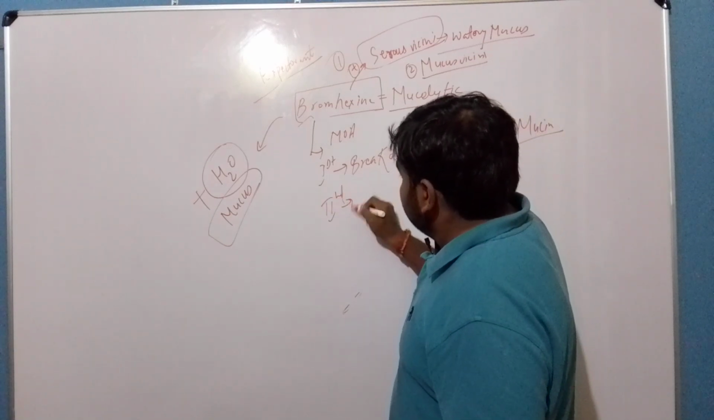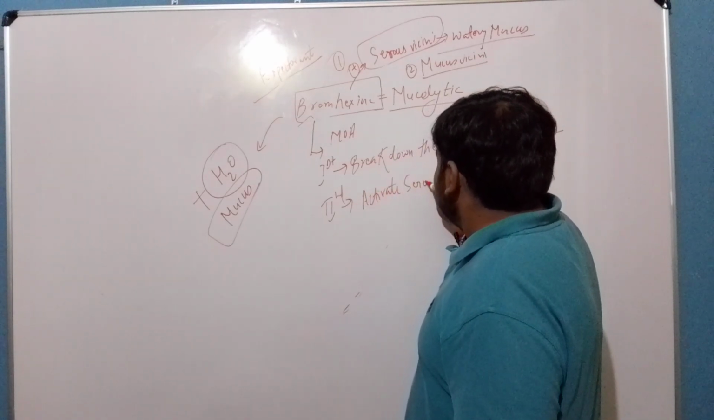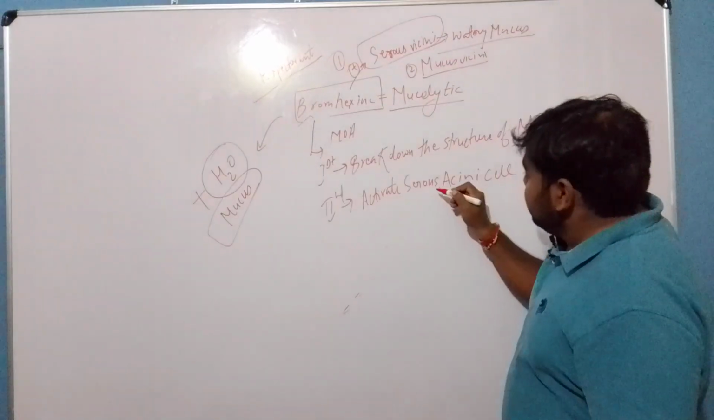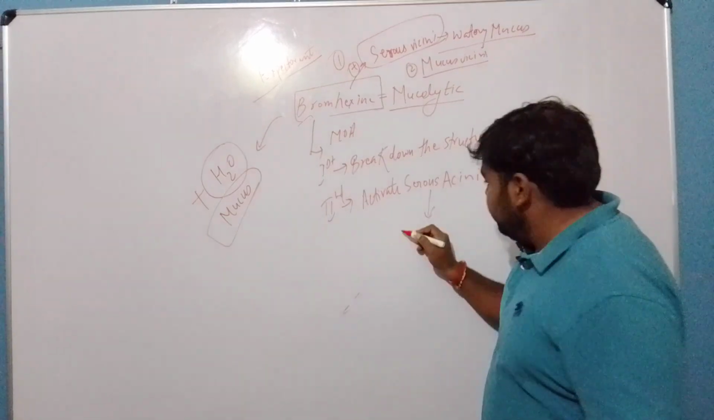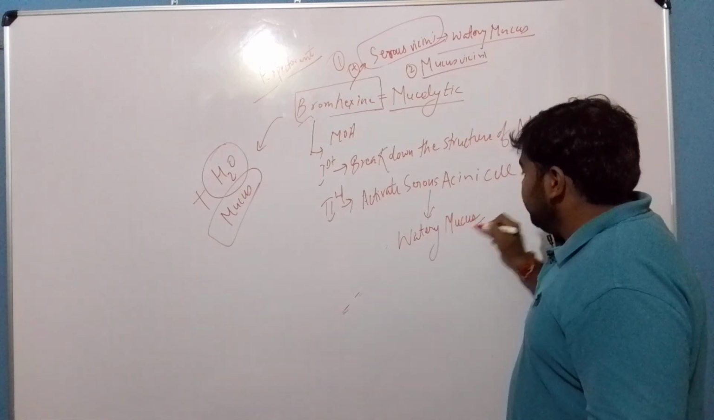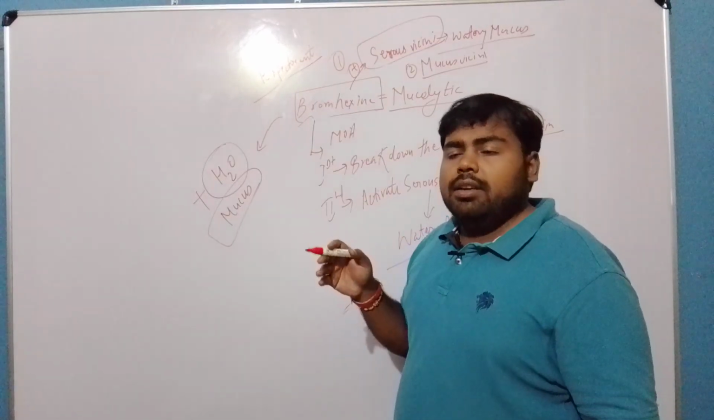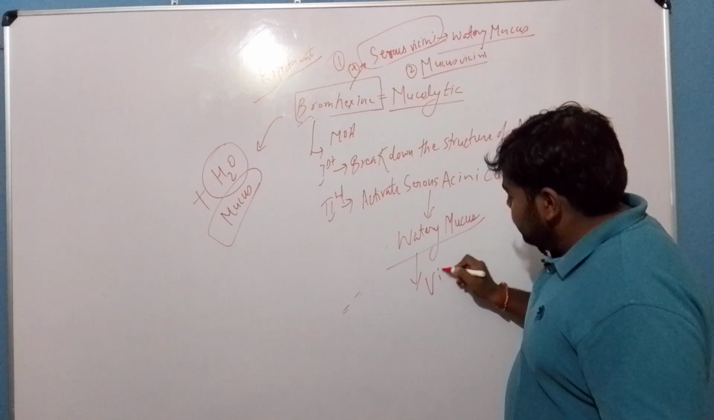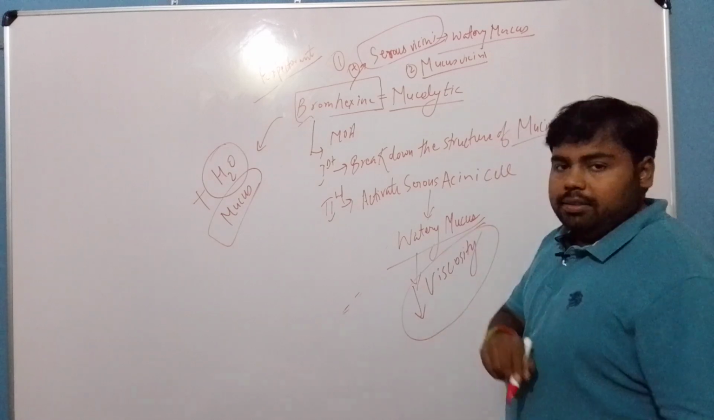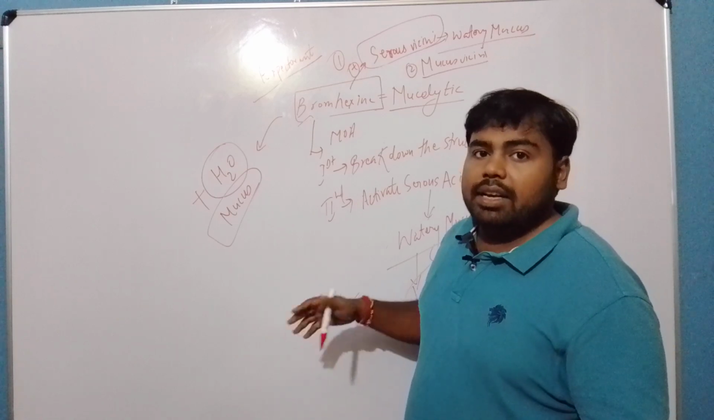Second, it will activate serous acini cells, and serous acini cells will produce more and more watery mucus. If more and more water is being added to mucus, that means ultimately the viscosity of the mucus will decrease, and that is the secondary target of bromhexine, the secondary mechanism of action.